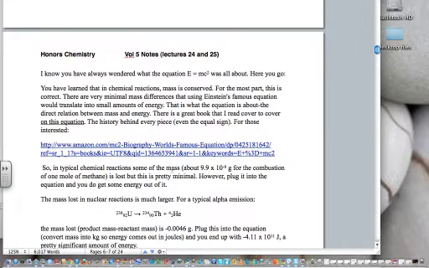So in typical chemical reactions, we've always said law of conservation of mass. It doesn't change. It can change a little by a very small amount, 9.9 times 10 to the minus 9. You will get some energy out of that.